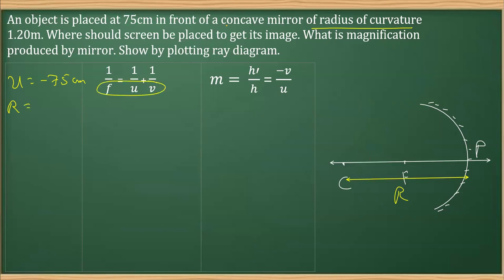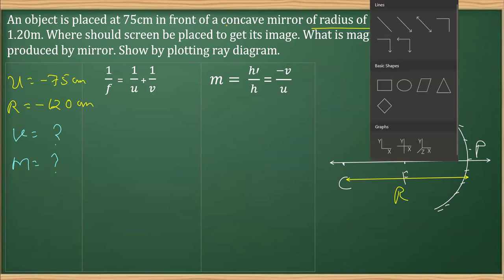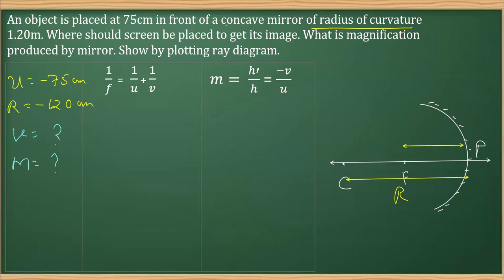But then we have to keep these variables in the same unit. So we'll be writing this as minus 120 centimeter, minus because of convention. Now, the question, as I said, is we have to find the distance of the screen, which is the same as the distance of the image. That means we have to find V as the question mark, and the magnification is what we have to find out. For that, first of all, we know that the radius of curvature is twice the focal length, so the focal length F here must be half of this, which is minus 60 centimeter.